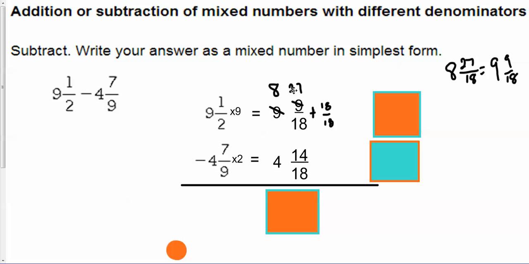So now I subtract. 27 minus 14 is 13. My denominator stays the same at 18. 8 minus 4 is 4. So 4 and 13/18 is my answer. And that is addition or subtraction of mixed numbers with different denominators.